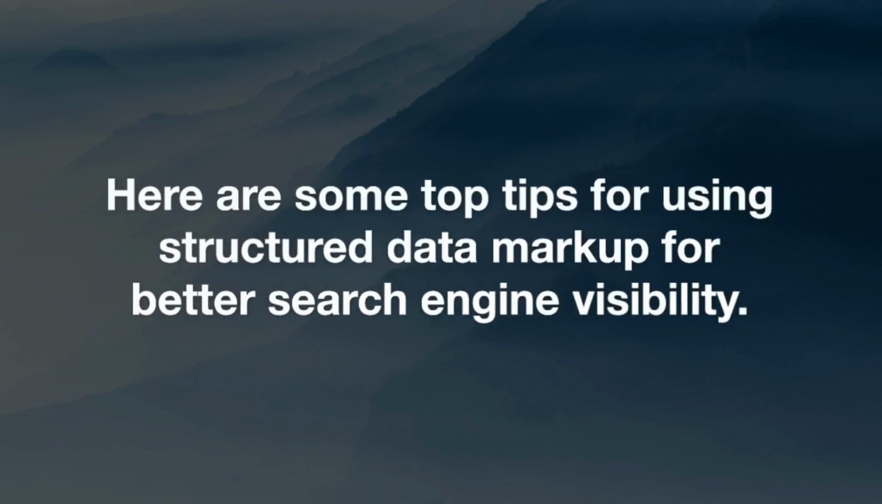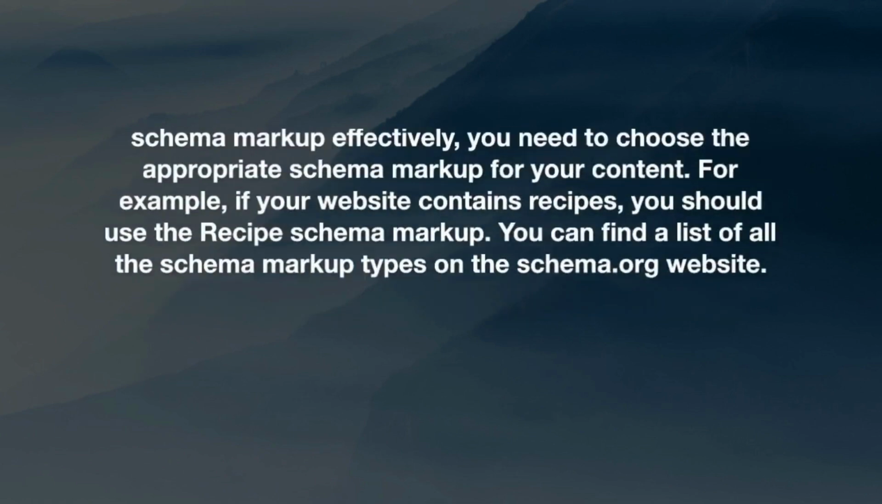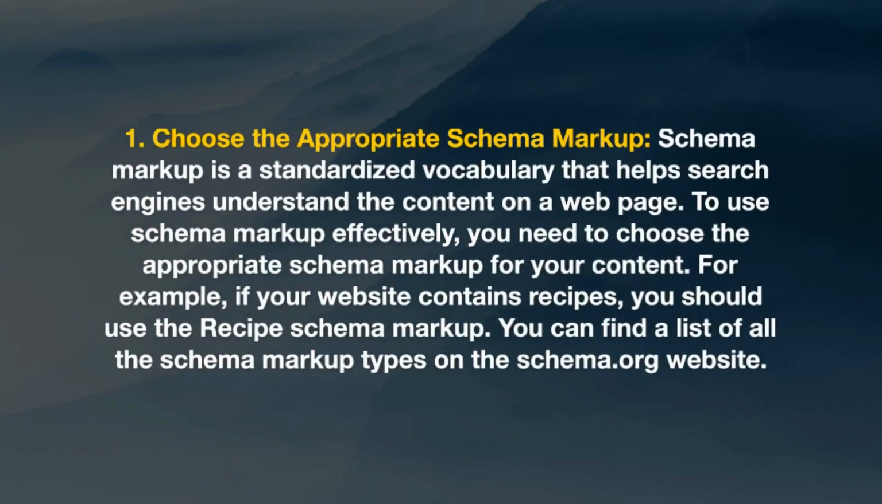Here are some top tips for using structured data markup for better search engine visibility. Choose the appropriate schema markup. Schema markup is a standardized vocabulary that helps search engines understand the content on a web page. To use schema markup effectively, you need to choose the appropriate schema markup for your content. For example, if your website contains recipes, you should use the recipe schema markup. You can find a list of all the schema markup types on the schema.org website.